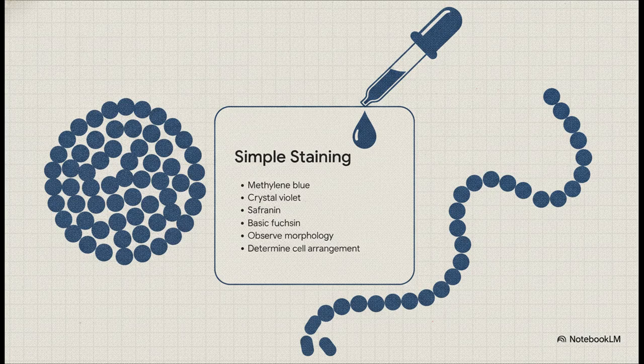So, when we need a primary coat of paint just to get our first real look at a microbe, we use what's called a simple stain. These rely on just a single basic dye. The heavy hitters here are methylene blue, crystal violet, safranin, and basic fuchsin. Applying just one of these is like flipping a light switch. It gives the bacteria color so we can instantly observe their basic morphology, which just means their shape and size, and figure out their cell arrangement. Are they clumped in clusters, hanging out in chains? A simple stain answers that for us right away.